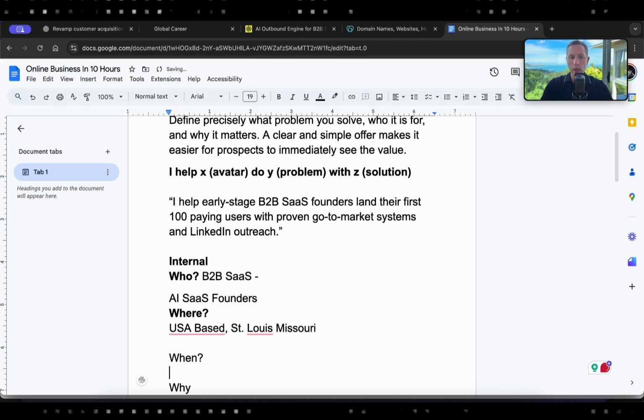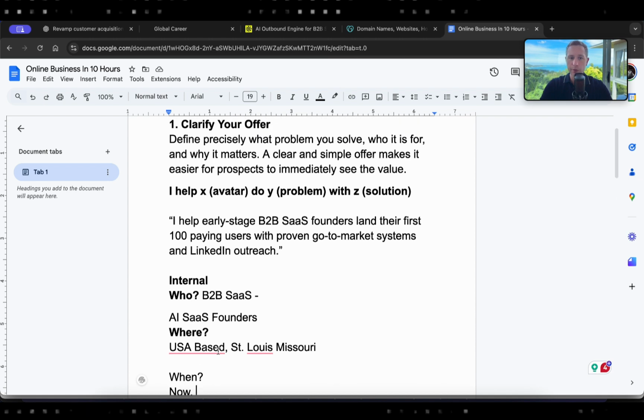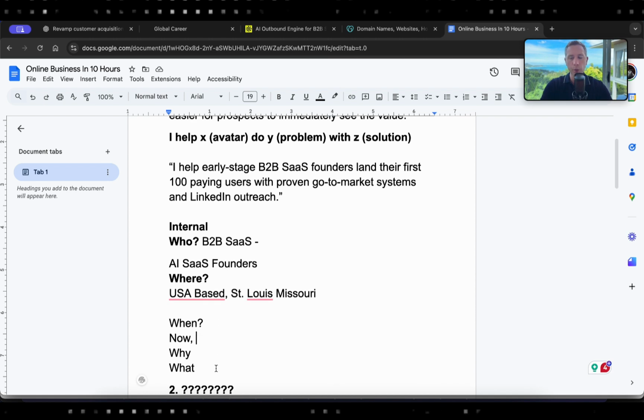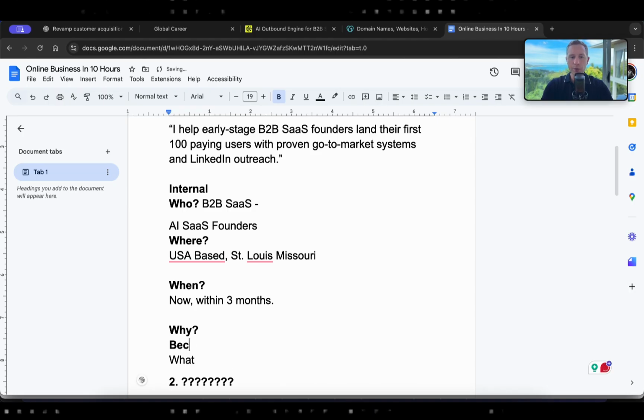Now, you can also say, what's the timeline in which you actually help people? So for 100 paying customers, that could be 3 months, 3 years. So I would say put a time frame on it. Within 3 months, I think that's a good timeline. It's realistic enough that you can actually fulfill this. Why? Because most software developers struggle with marketing and sales.